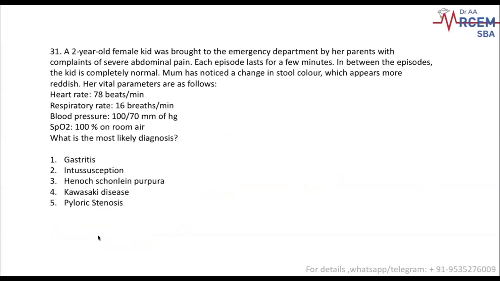A 2 year old female kid was brought to the emergency department by her parents with severe abdominal pain. Each episode lasted for a few minutes. In between the episodes, the kid is completely normal. The mother has also noticed that while changing the diapers, the stool color has changed. It is more reddish in color, vital parameters stable. What is the likely diagnosis?